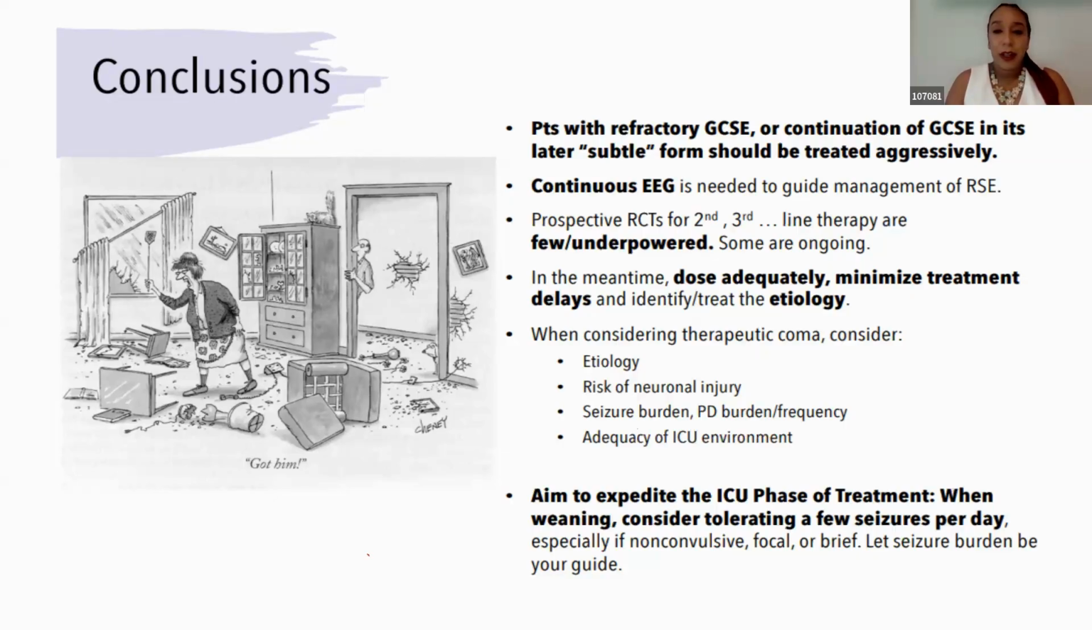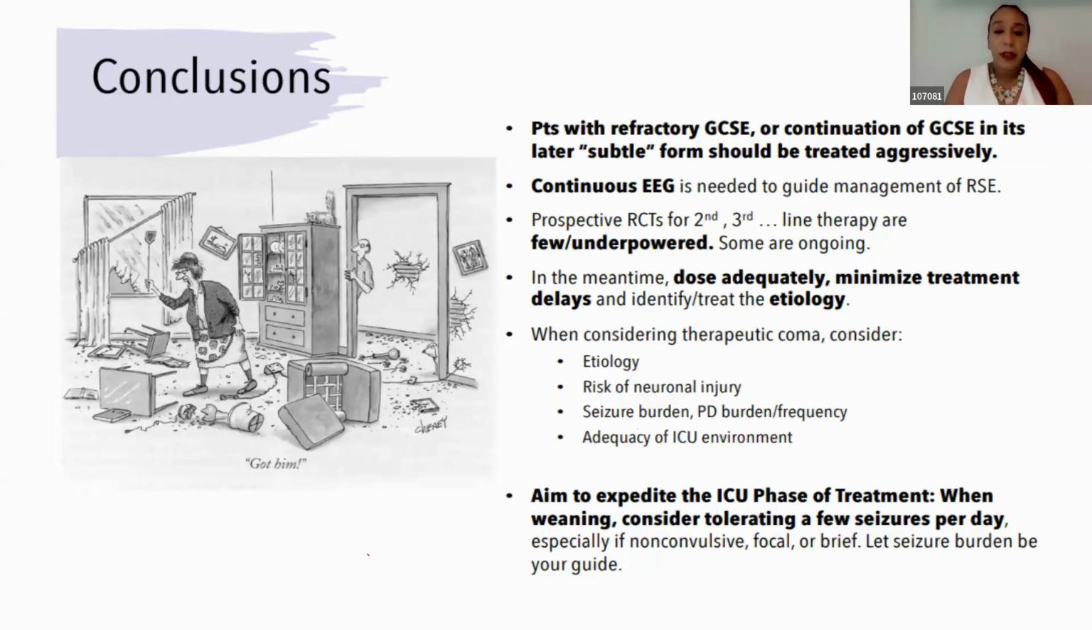Patients with refractory generalized convulsive status epilepticus or continuation of the generalized convulsive status epilepticus need to be treated aggressively. All of them should be. If you have EEG, great, use it for the refractory status epilepticus. We don't have that much study that talks about other therapeutic modalities, but we are good about extrapolating data. So the data that we have for the generalized convulsive status, we're using for all types of seizures.